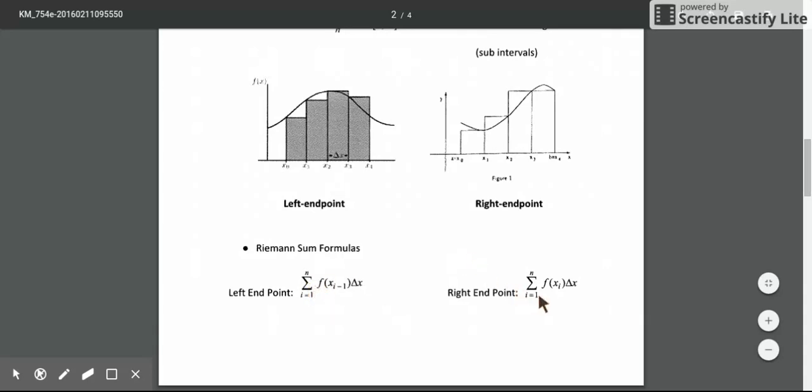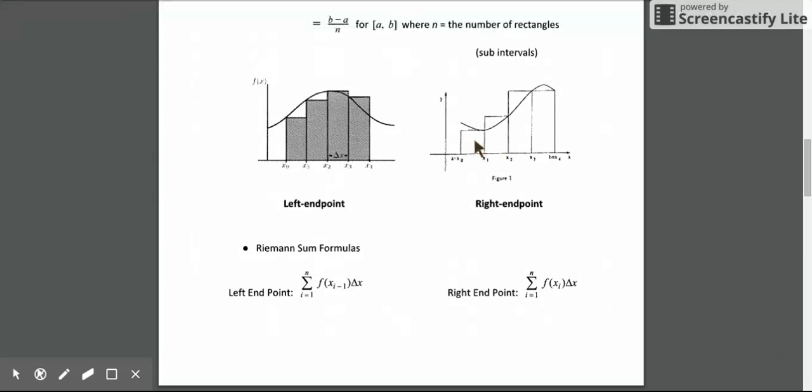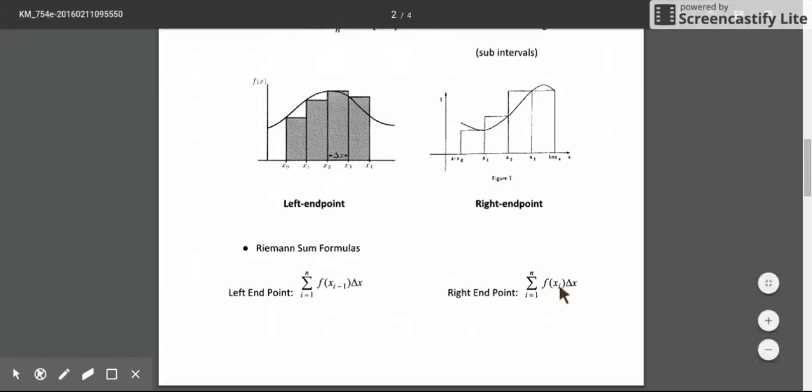The right endpoint formula is similar, except we're going to use the right endpoint. So if I know what rectangle I'm referring to, so for i, I'm substituting which rectangle I'm talking about. So if I'm talking about the first rectangle, I substitute 1 in there. So I'm evaluating x sub 1. And as you can see, that's the right side of the first rectangle.